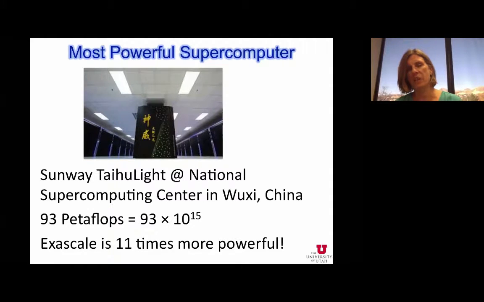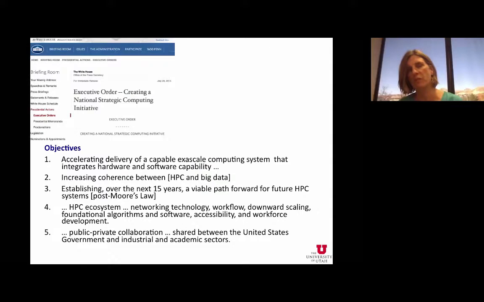This is an example of a supercomputer, the most powerful supercomputer. It's currently in China. It's the Taihu Light, and it's at 93 petaflops. So it's still 11 times off of exascale.